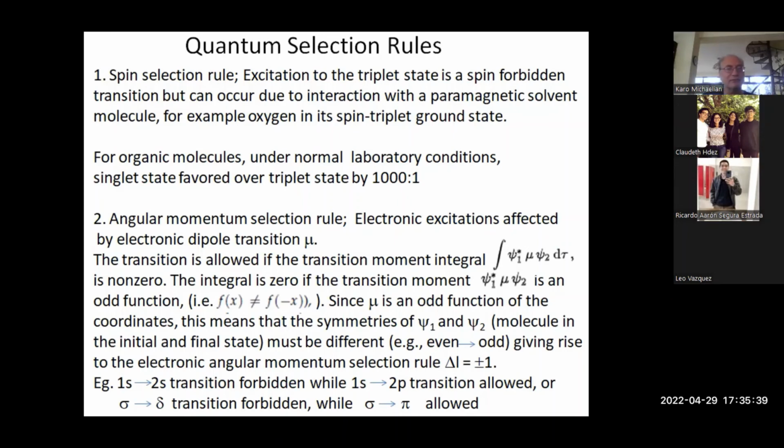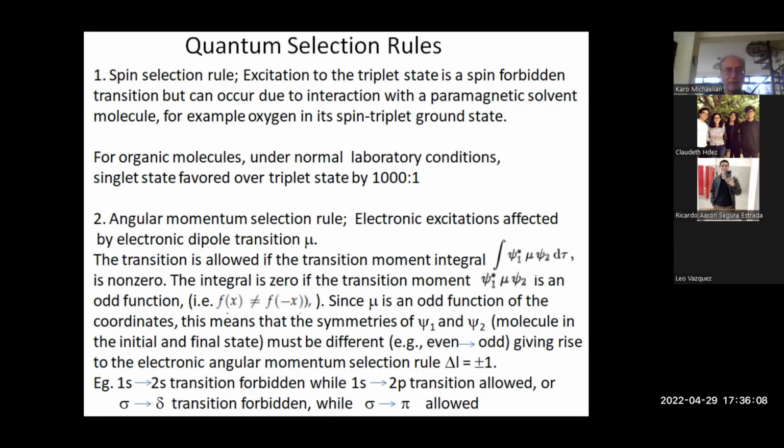So if you just hold on a minute, we're talking about the different possible types of reactions which can occur in different states, in the triplet and singlet state. If I don't properly answer your question in the following slides, you ask me again at the end. So let me just go through these selection rules first. So that was the spin selection rule.